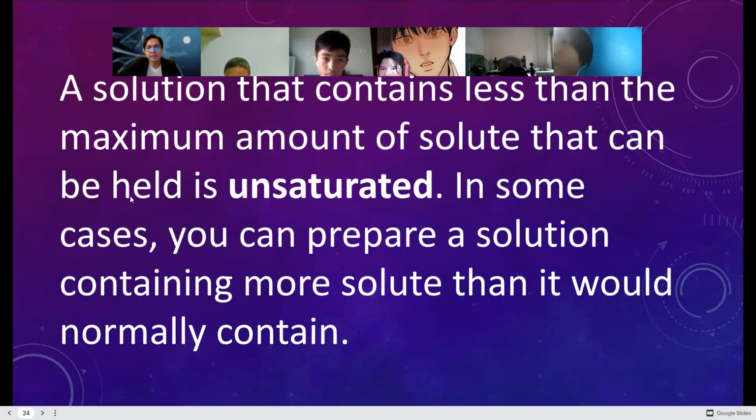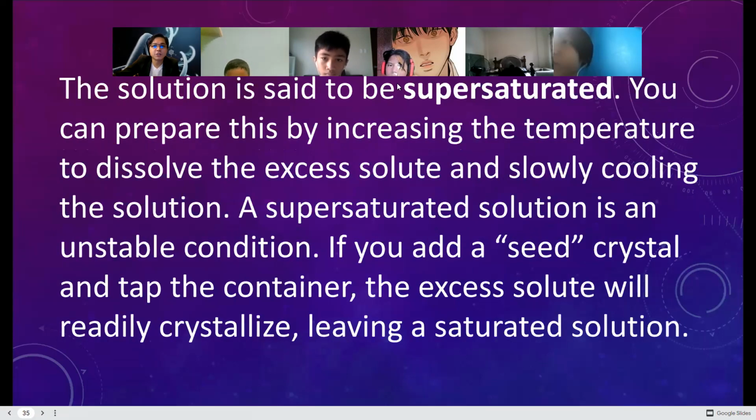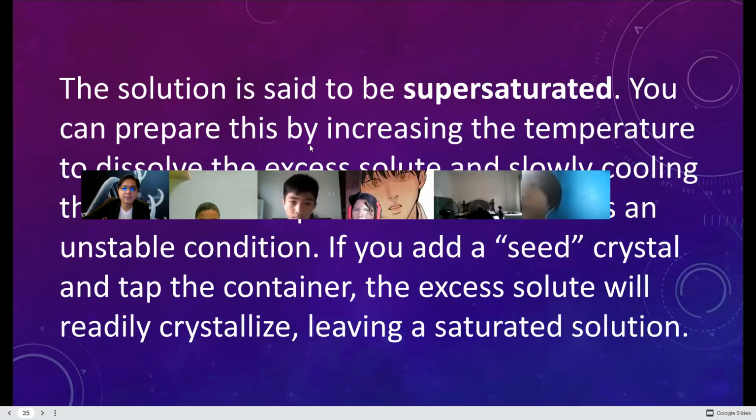If it is less than, for example, if you're going to dissolve less salt in water, that's unsaturated. Again, a solution that contains less than the maximum amount of solute is called unsaturated. In some cases, you prepare a solution containing more solute than it would normally contain. The solution is called supersaturated.